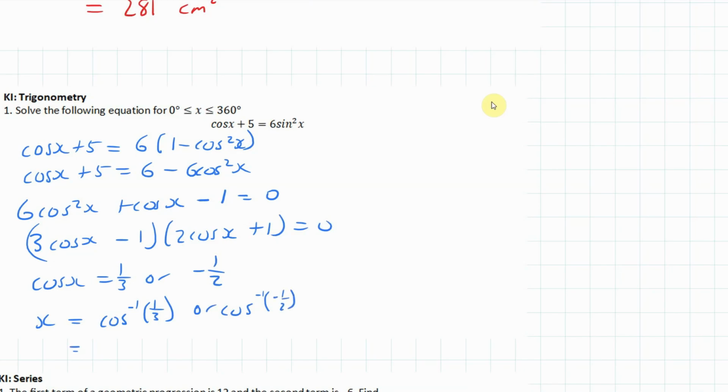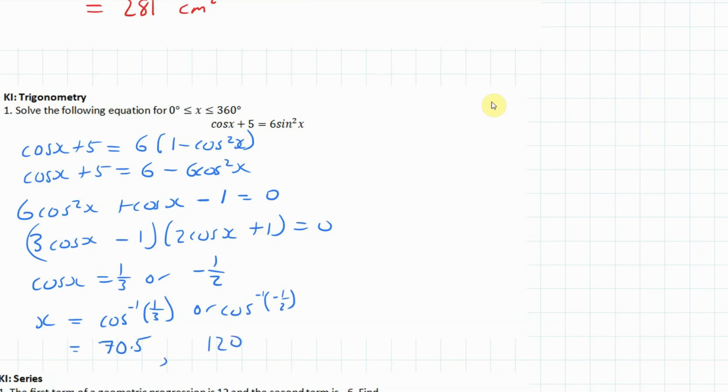And when I get those, make sure we're in degrees this time, guys. I just need to switch my calculator over. Okay, so it's cosine inverse of 1/3. For that one, I'm getting 70.5. So that's my principal value. And the principal value for the other one is 120, of course.